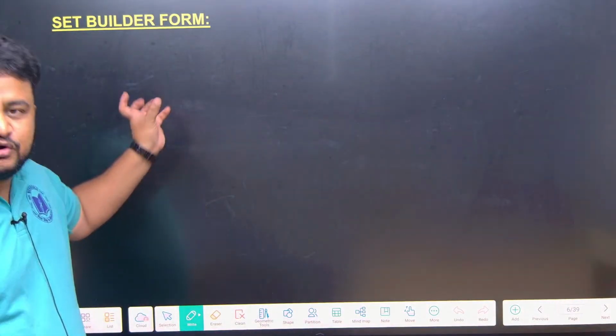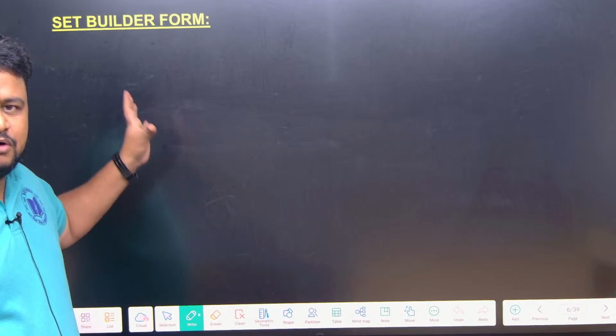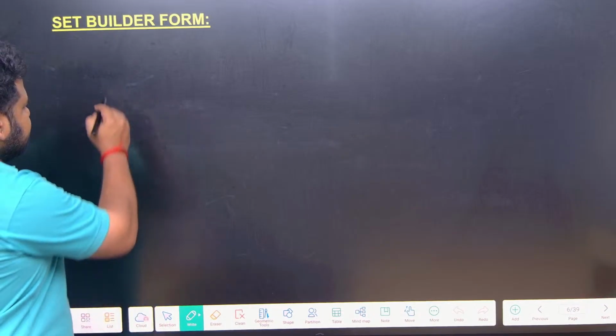Now what is the other form? That is set builder form. In set builder form, elements are not directly present. You have to decode it. Let us take an example.